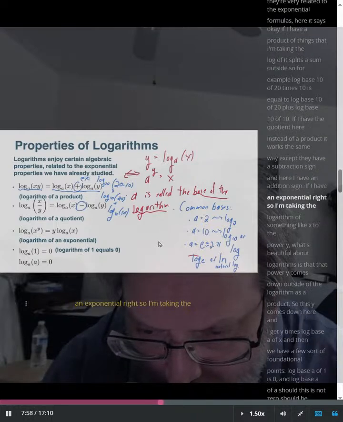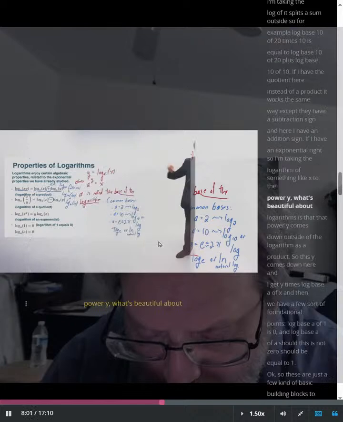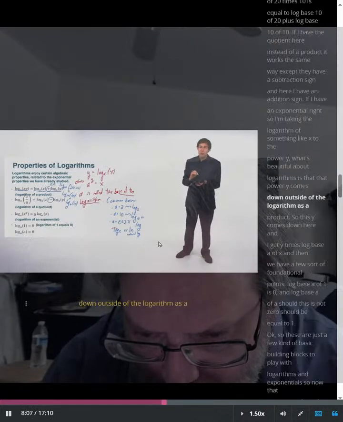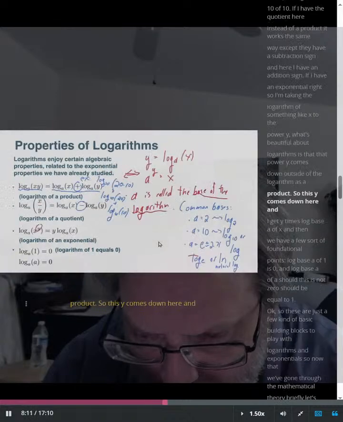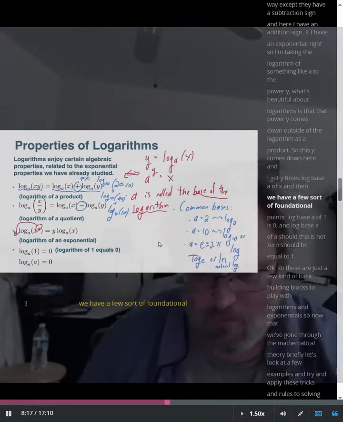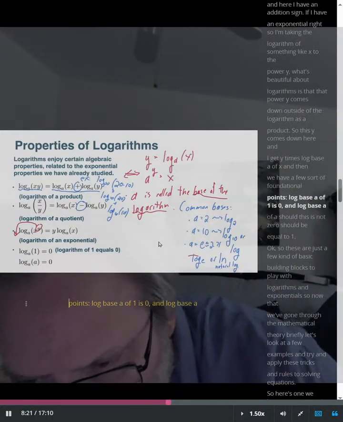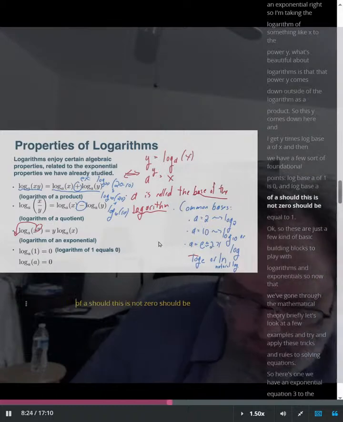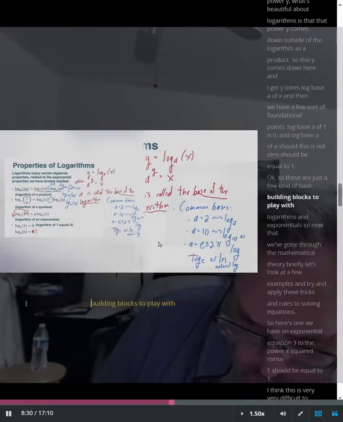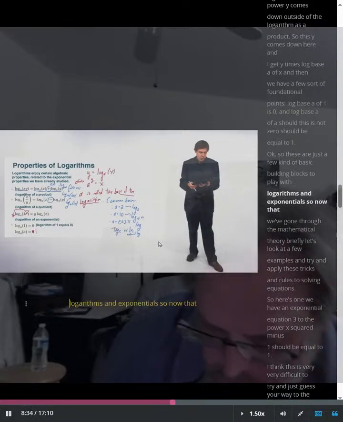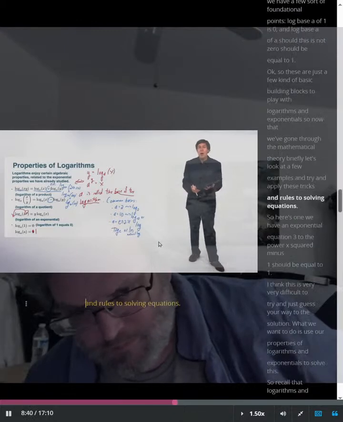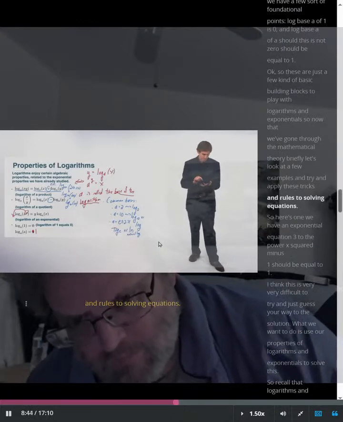If I have an exponential, right, so if I'm taking the logarithm of something like x to the power y, what's beautiful about logarithms is that the power y comes down outside of the logarithm as a product. So this y comes down here, and I get y times log base a of x. And then we have a few foundational points. Log base a of 1 is 0, and log base a of a, this is not 0, it should be equal to 1. Okay? So these are just a few basic building blocks to play with logarithms and exponentials. So now that we've gone through the mathematical theory briefly, let's look at a few examples and try and apply these tricks and rules to solving equations.